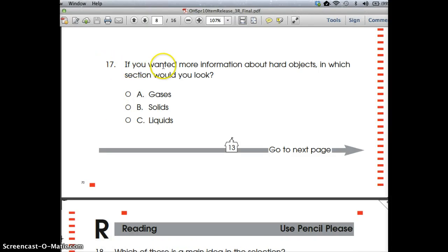17. If you wanted more information about hard objects, in which section would you look? Would you look in A, the gases section, B, the solids section, or C, the liquids section? Where would you look? See what your answer is. The correct answer is B, solids, because solids are hard objects. So if you marked B, put a star or a check. If you did not, fix it.